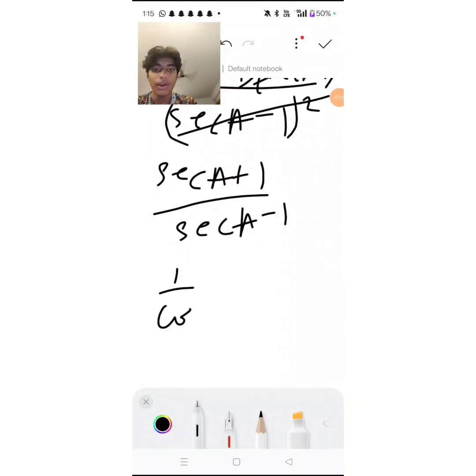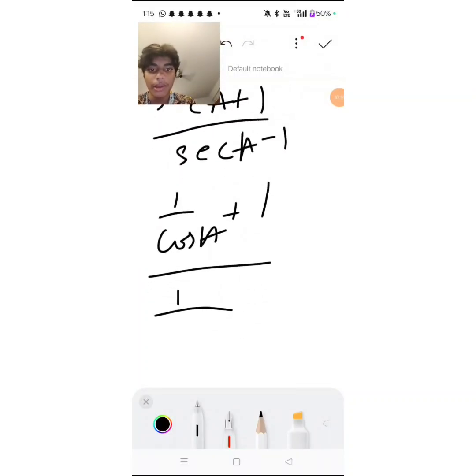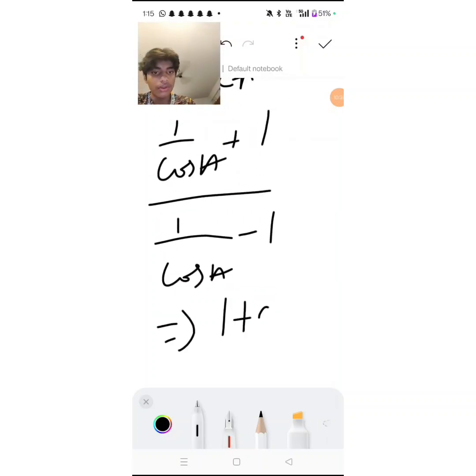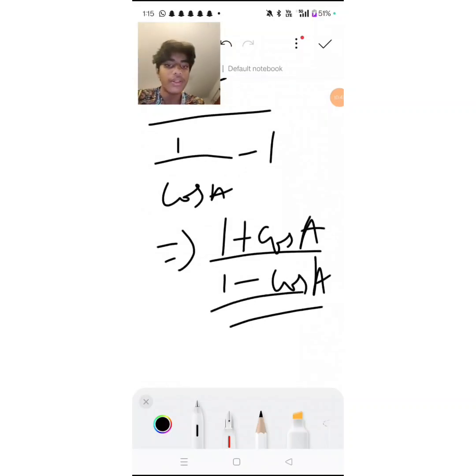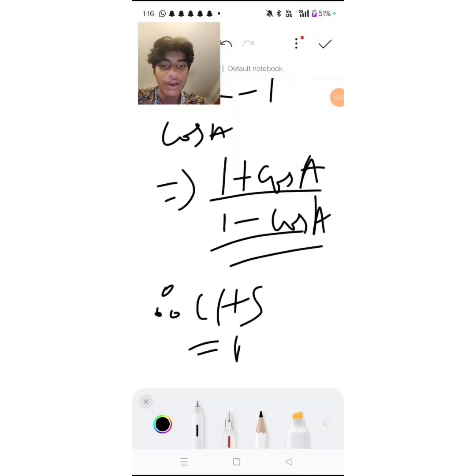1 by cos A plus 1 upon 1 by cos A minus 1, right? Now what we're going to do is that cos A is going to go on top, and that cos square is going to come down. So it's ultimately just going to be 1 plus cos A upon 1 minus cos A. Yeah, that's what we got. That's our RHS. So therefore, LHS is equal to RHS.